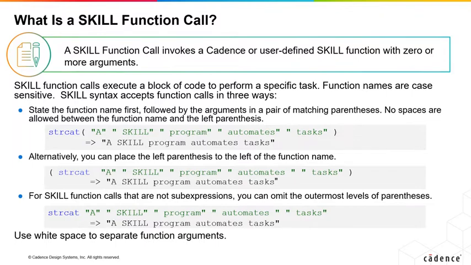In the second case here, this is typically what we call the Lisp syntax. We place the left parenthesis to the left of the function name. Then we specify the function name followed by the parameters. Again, the result is the same, but we have the C syntax above, and in this case the Lisp syntax, where the parenthesis is specified first.